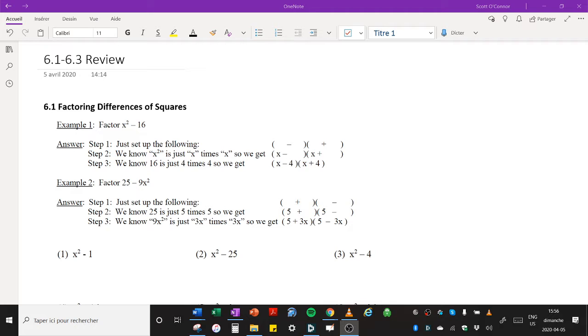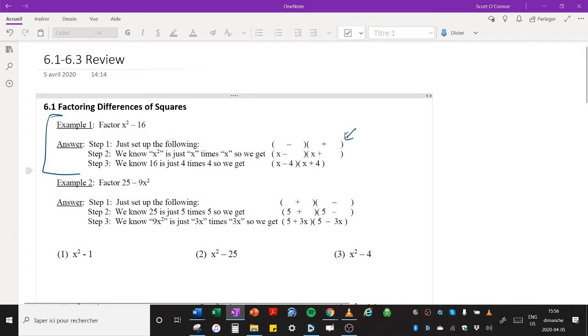And so you can see here in the example, we're going to be following these 3 steps in order to do this. So step 1 is we set up this right here, which is a set of brackets with a subtraction sign in the middle of one and addition sign in the middle of the other. The next step is we have to square root the first term. And so in this example, we can see that the first term is x squared.